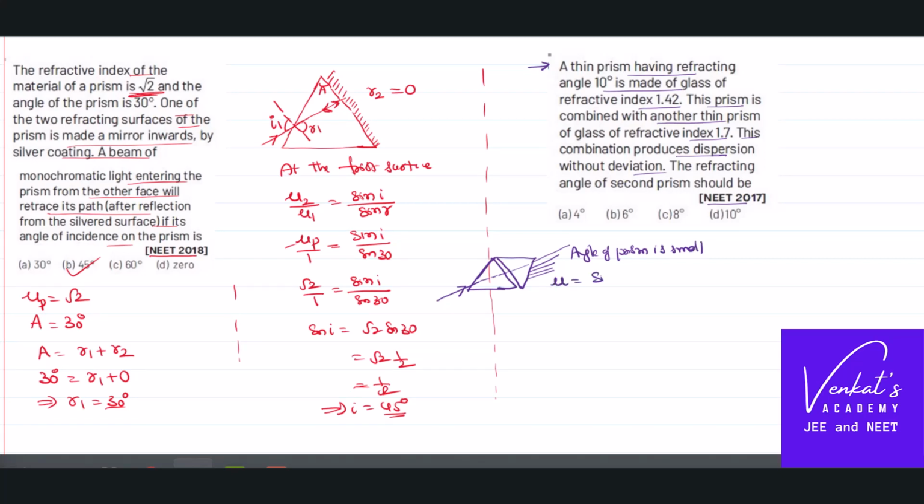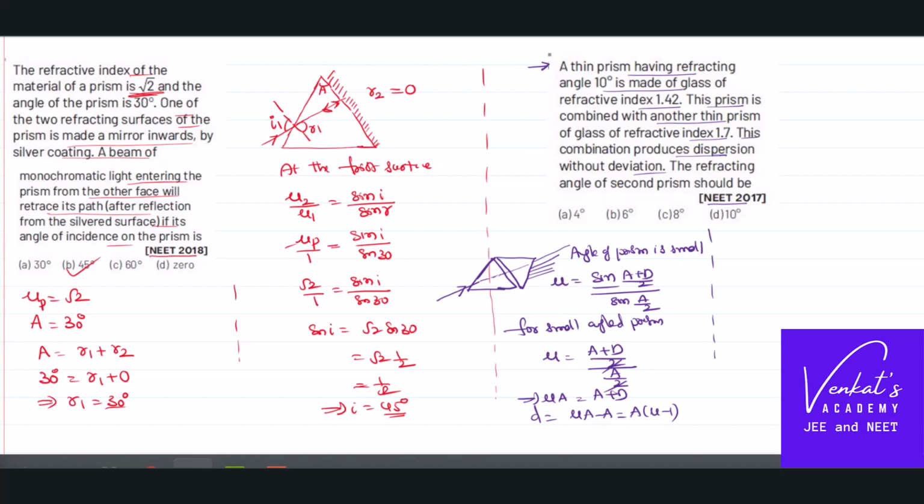We know that the refractive index of the prism equals sin of (A plus D) by 2 divided by sin of A by 2. For a small angled prism, sin theta equals theta. So mu becomes (A plus D) by 2 divided by A by 2. The 2 will cancel. mu A equals A plus D. So deviation D equals mu A minus A, that is A times (mu minus 1). That's the deviation of one prism.